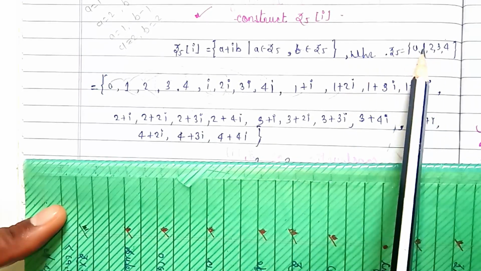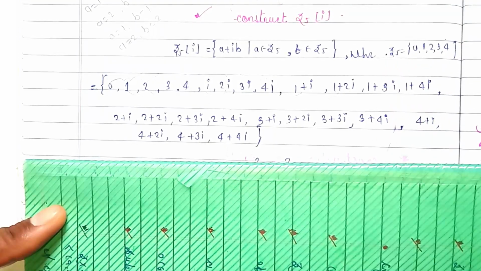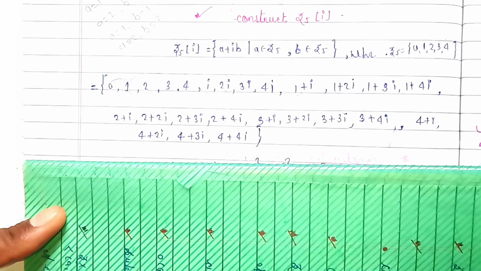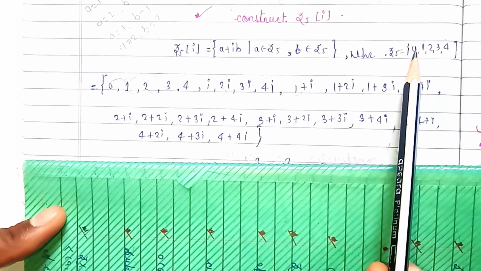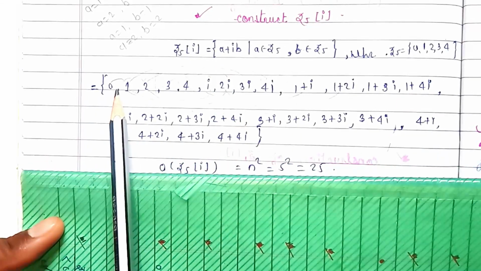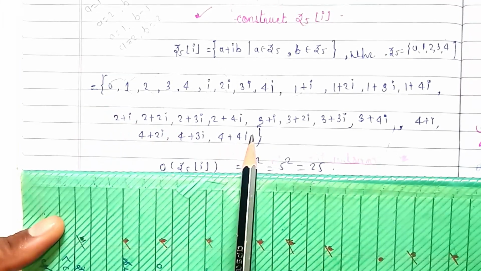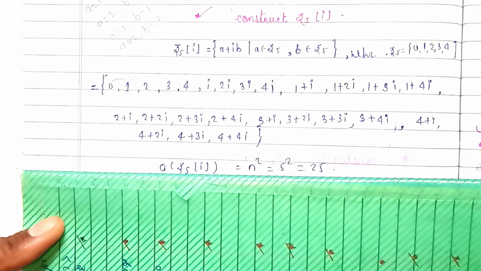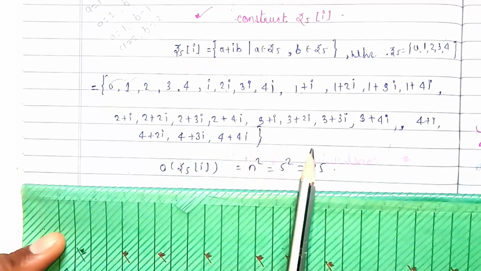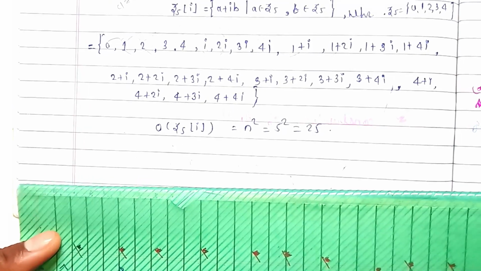Now select A and B, the possibilities for A and B from Z5. The number of elements here is 5 square, which becomes 25. So we want a total of 25 possibilities. Take the 25 possibilities from Z5 and substitute them here, and we will get the required elements in Z5I. It is quite easy to find out. Similarly, as we did earlier, we apply a similar process here. The order of Z5I means n square, 5 square, which becomes 25. So the total number of elements in Z5I is 25.